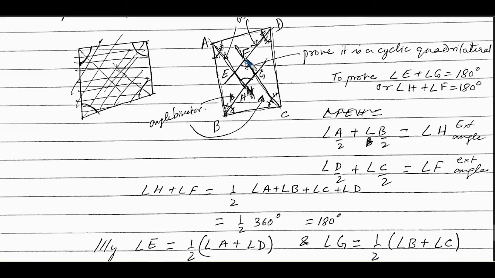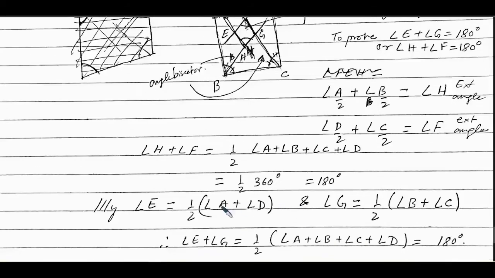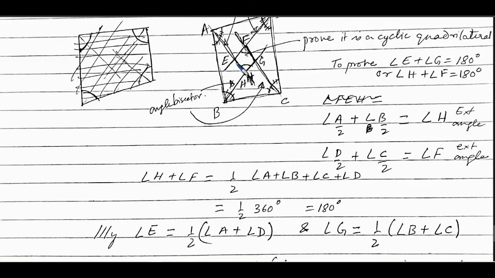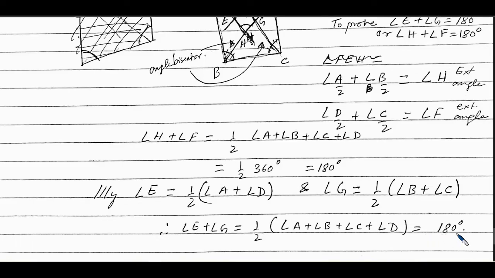So this is the angle H. If this exterior angle is H, the interior angle, being a vertically opposite angle, is also H. Similarly, the exterior angle F is also the internal angle F. So angle H plus F is 180. Similarly, you can prove that angle E plus angle G is also 180 degrees.